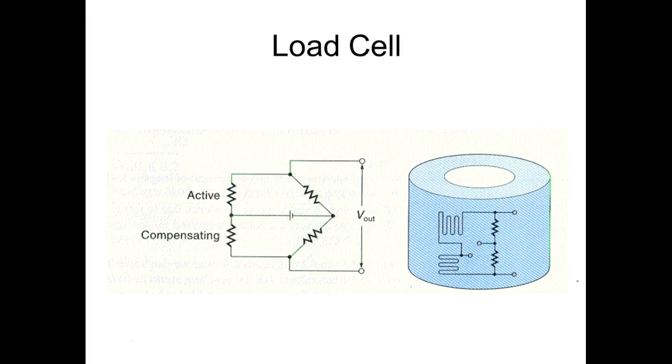So this is the load tail right here. This is not part of the load tail. This comes from the indicator. You understand? Your indicator has the power supply in it that actually supplies the excitation voltage, usually around 10 volts. A load cell is a combination of your strain gauges, and it has the Wheatstone bridge inside the frame.